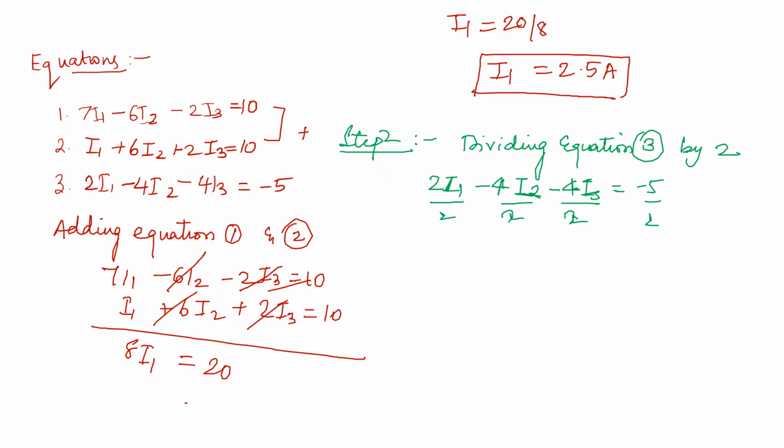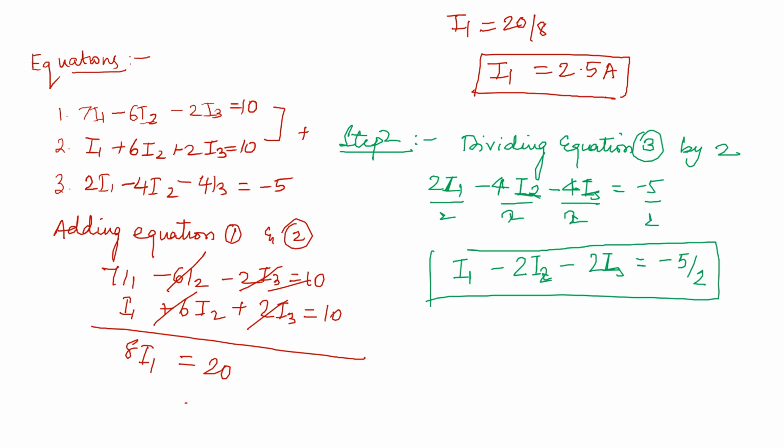Once we are dividing it by 2, we will get I1 minus 2I2 minus 2I3, which will be equals to minus 5 upon 2. So we have got another equation. This will be our equation number 4. Now we will solve this equation number 4 further with respect to equation number 1 or 2.